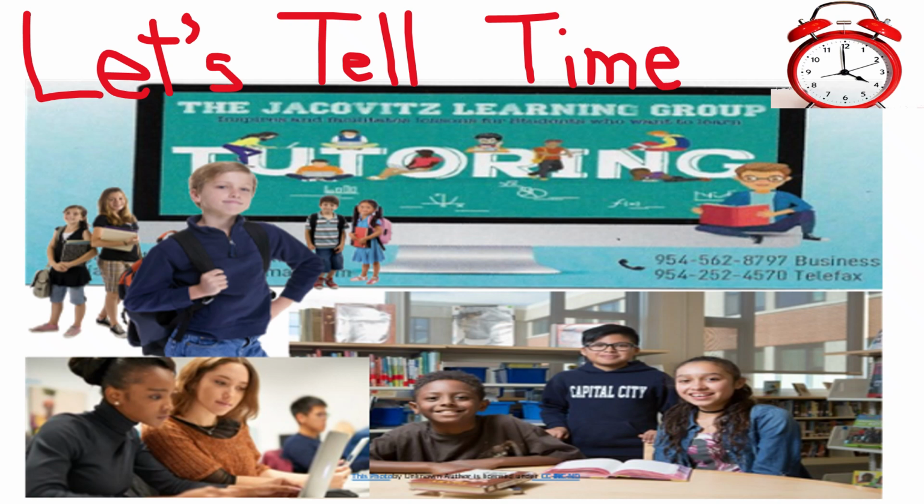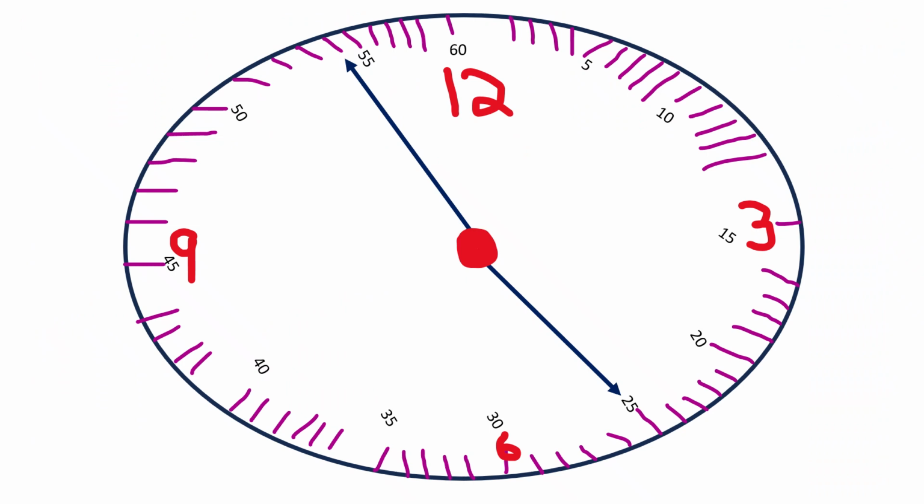Okay, let's tell time, people. Here we go. Let's take a look at this clock. And remember, when you're writing minutes on a clock, this is also the 60, because remember, 60 seconds equals 1 minute. Okay? So each one of these tick marks is 1 minute.